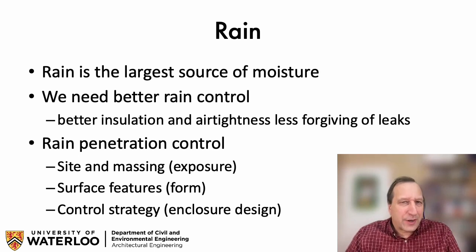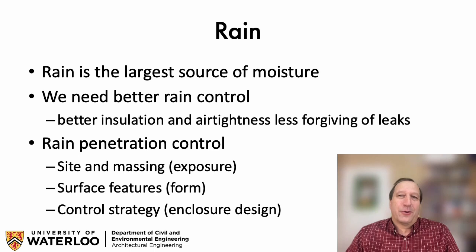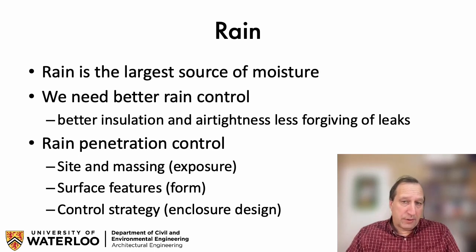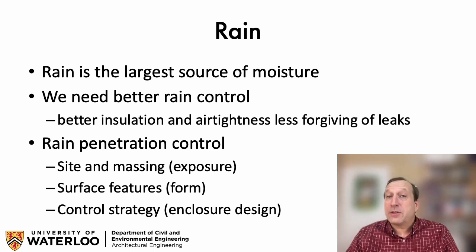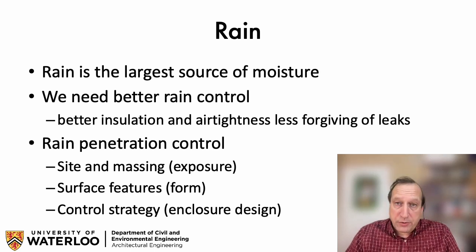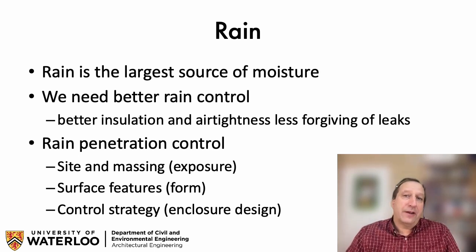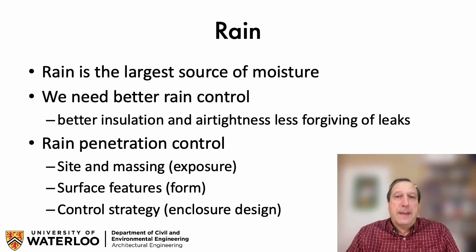So why is there a connection to rain control? Well, one of the parts of rain control that allows us to tolerate very small leaks and errors is that wall assemblies, roof assemblies, even basement walls have the ability to dry small amounts of water and therefore leave the enclosure harmless. As we've added air tightness and insulation, our ability to tolerate small leaks has gone down.